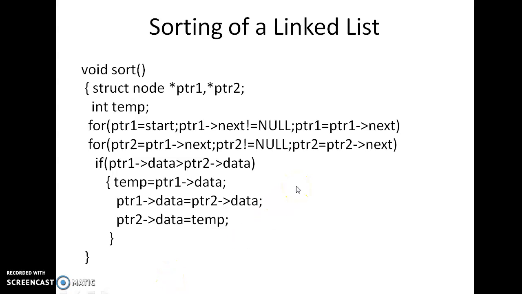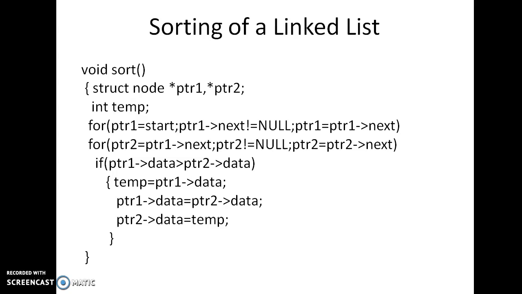And now we will see the last operation on this linked list, that is, sorting the elements present in the linked list. By using the bubble sort logic, I am sorting the linked list. The logic for bubble sort is: for i equal to 0, i less than n minus 1, i plus plus; for j equal to i plus 1, j less than n, j plus plus.